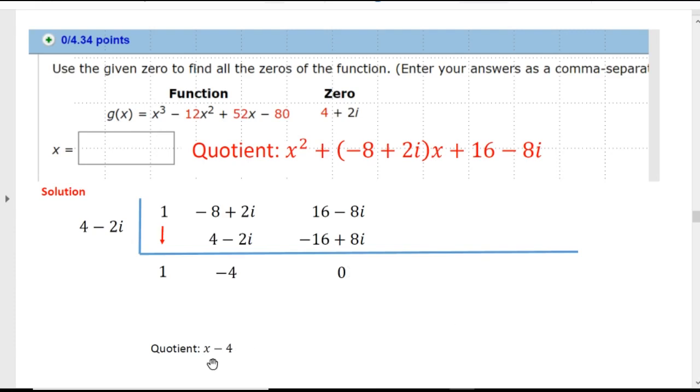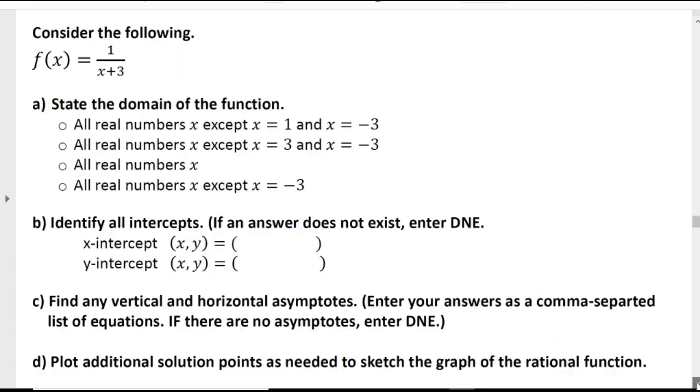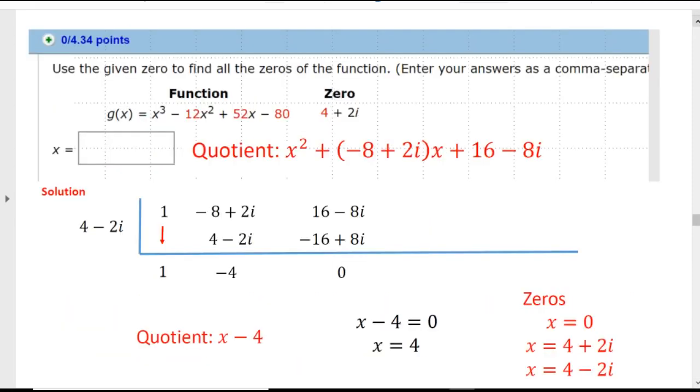So my quotient is x minus 4, and we're going to take that quotient and set it equal to 0, so x is equal to 4. So our zeros were 4 plus 2i, 4 minus 2i, and 4.